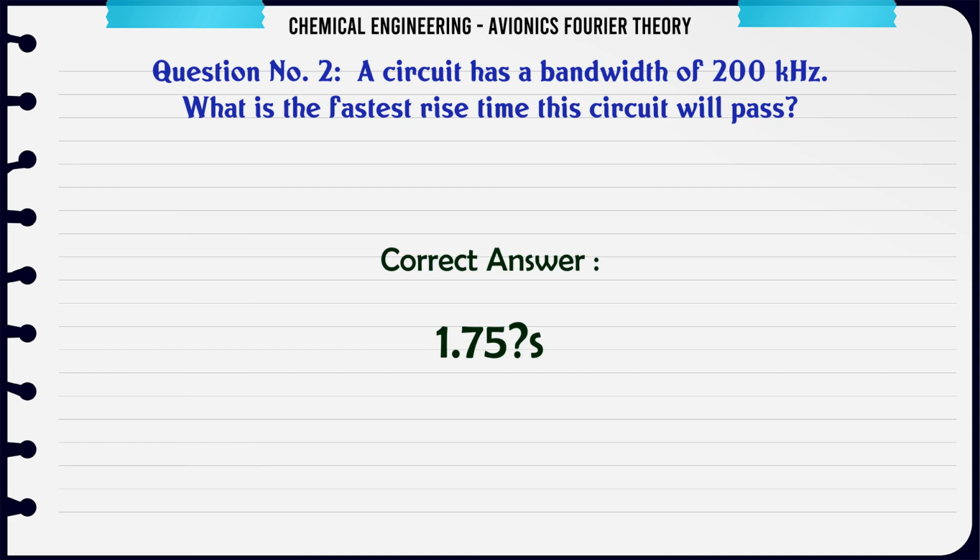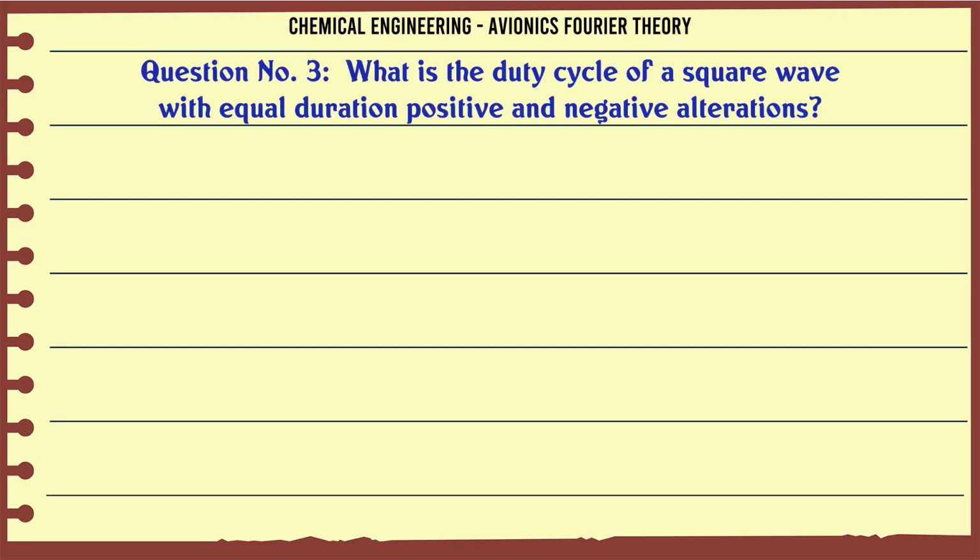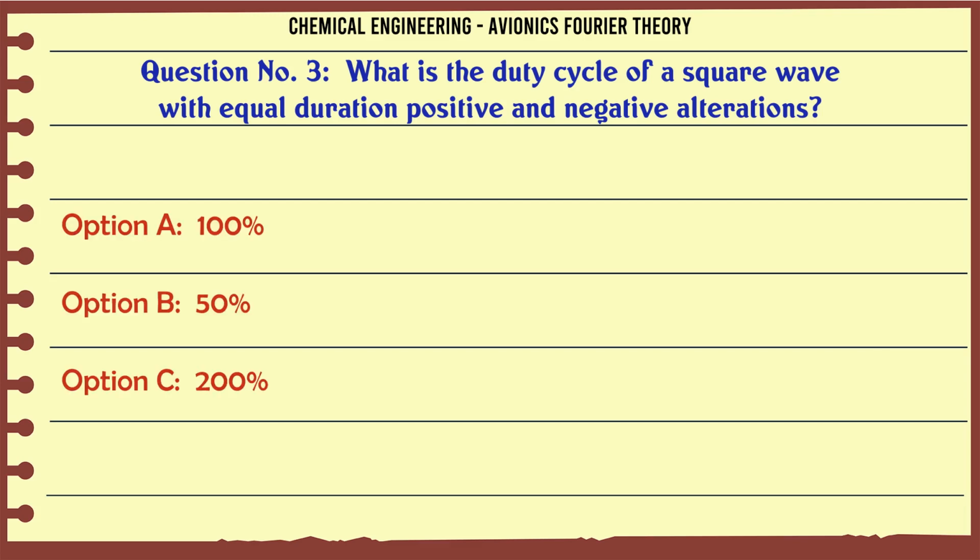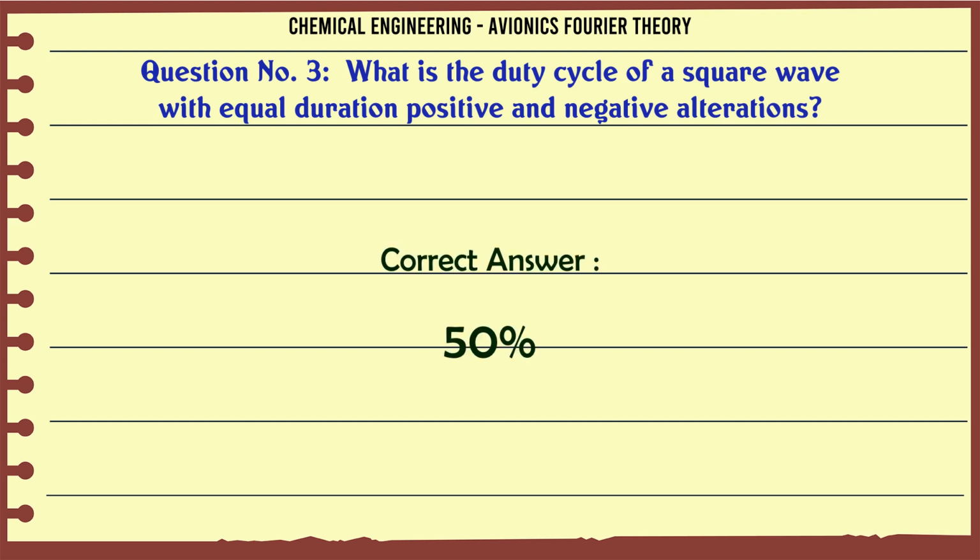1.75s. What is the duty cycle of a square wave with equal duration positive and negative alternations? A 100, B 50, C 200, D 25. The correct answer is 50.